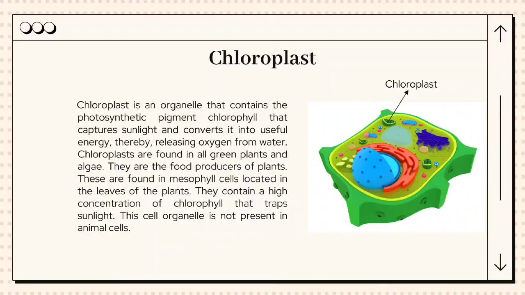Chloroplast is an organelle that contains the photosynthetic pigment chlorophyll that captures sunlight and converts it to useful energy, thereby releasing oxygen from water. Chloroplasts are found in all green plants and algae. They are the food producers of plants. These are found in mesophyll cells located in the leaves of the plants. They contain a high concentration of chlorophyll that traps sunlight. This cell organelle is not present in animal cells.